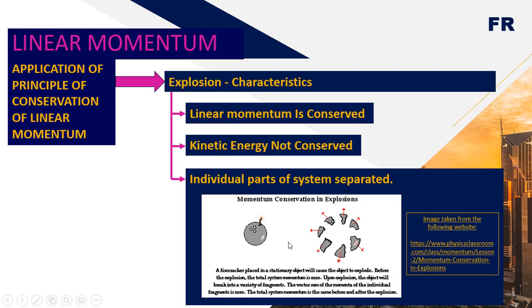Let us look at the diagram shown here. We will take an example of a firecracker. A firecracker placed in a stationary object will cause the object to explode. Before the explosion, the total system momentum is 0. Upon explosion, the object will break into a variety of fragments. The vector sum of the momenta of the individual fragments is 0. The total system momentum is the same before and after the explosion.